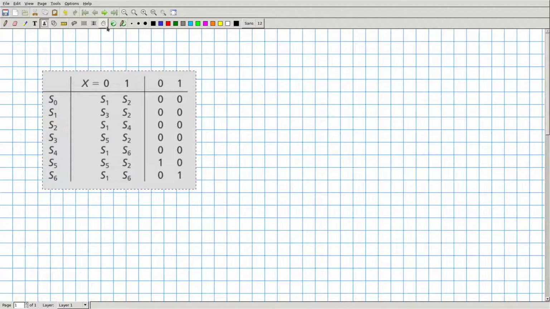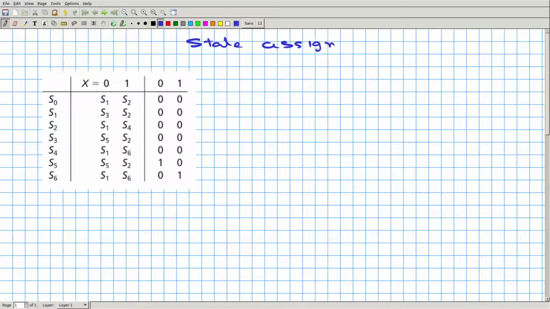So in the class we were talking about state assignment. And we started with this state table, and we went through the state assignment procedure. And the state assignment procedure was based on three guidelines.